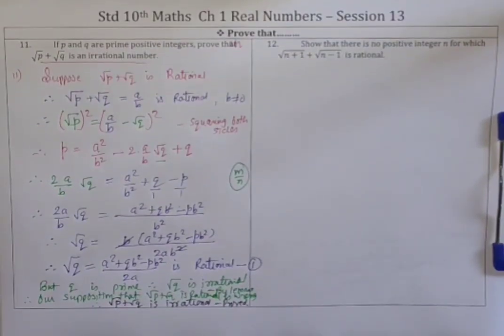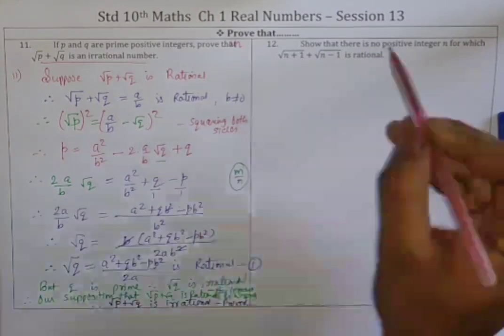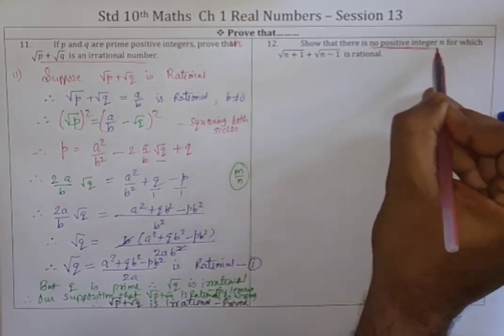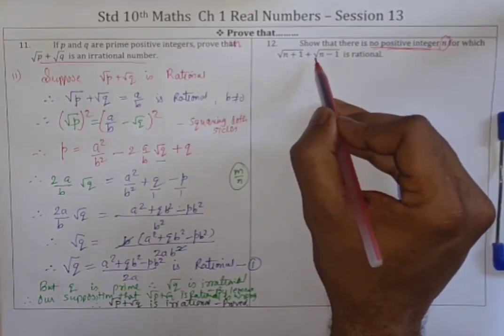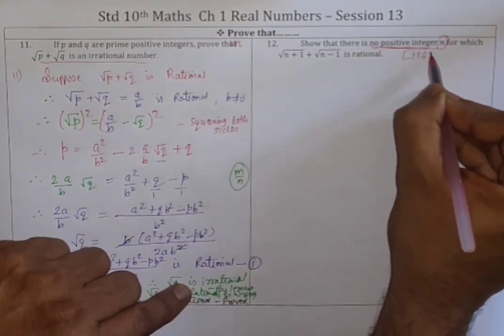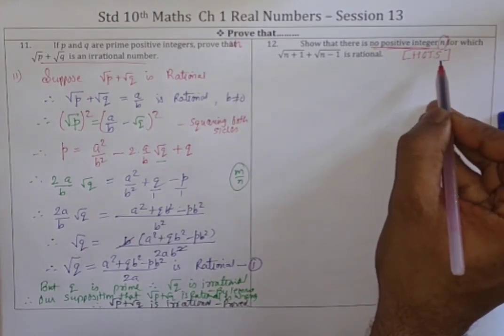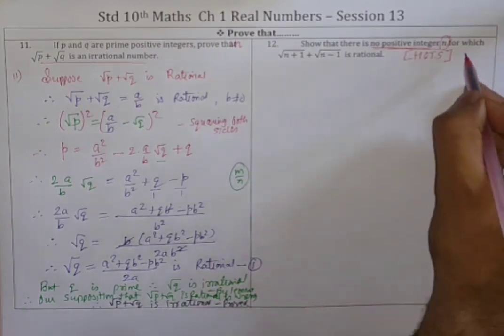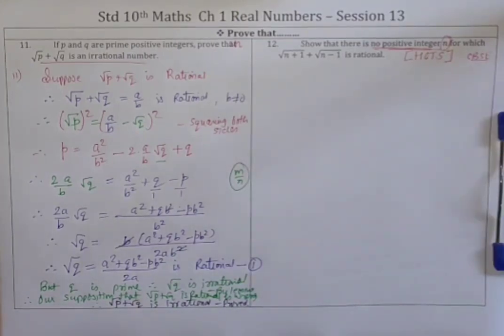Alright children, moving on to the next one. Actually it will be the 11th one because one is cancelled. What's the 12th one here? Show that there is no positive integer n for which root n plus 1 plus root n minus 1 is rational. Children, this is from R.D. Sharma, a higher order thinking skill sum. It is important for CBSE, and it can be asked in state board also.